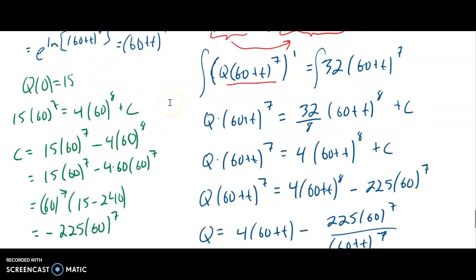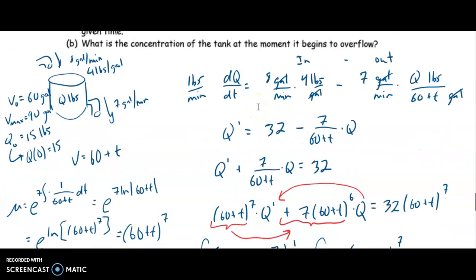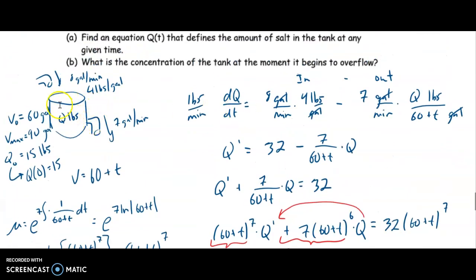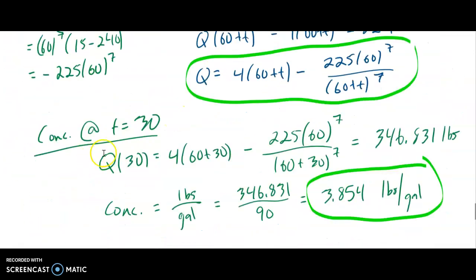So the last question is, what is the concentration of the tank at the moment it begins to overflow? You have to be able to look at this and say 60 gallons, 1 gallon per minute being added. It would happen at t equals 30, because that's when it would begin to overflow. So to find the concentration, I plug in t equals 30. That's this work here. I wind up getting 346.831. The units of that are pounds, because Q is the quantity. So the concentration is pounds per gallon.